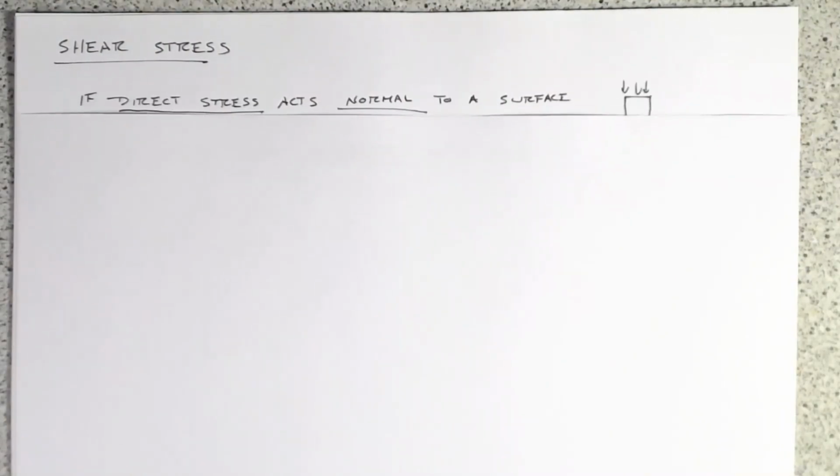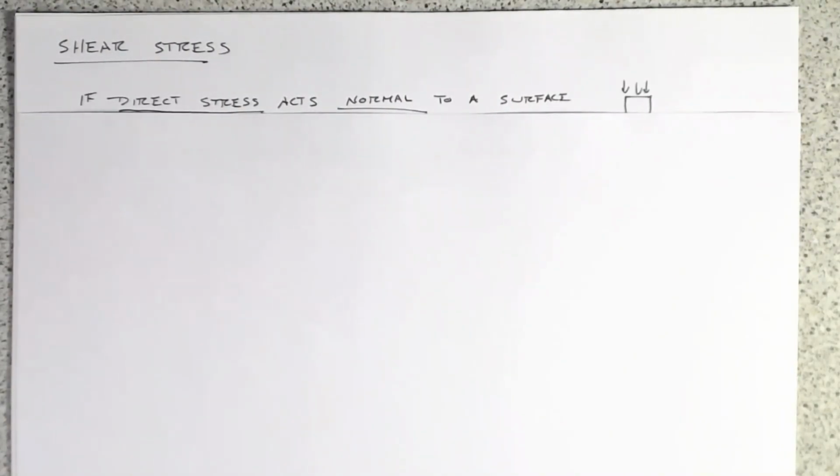All right, so we've had a look at axial stress, which is direct stress, and now we're going to have a look at one of the other main types of stresses, which is shear stress. In defining shear stress, let's look at it relative to a direct stress or an axial stress.